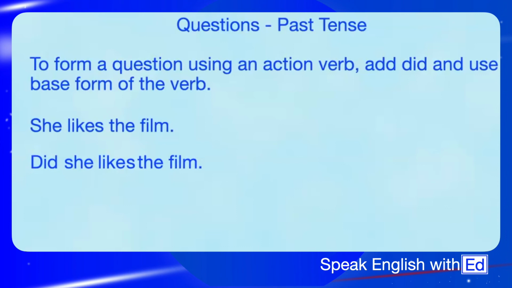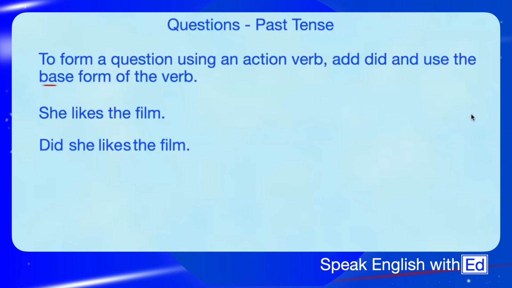Now, we don't use likes. We also have to change likes. And as it says at the top, we have to use the verb in its base form. Use the base form of the verb. So the S has to go. Did she like the film? And don't forget, there's a question mark at the end. Okay? So don't forget, if you're writing it, you've got to include the question mark.